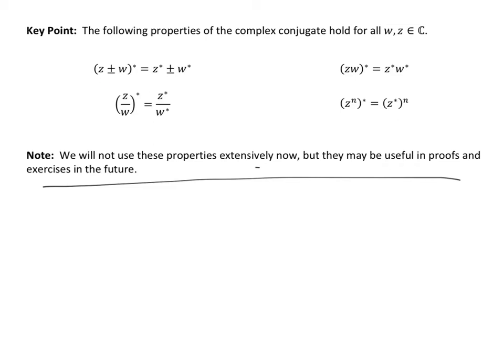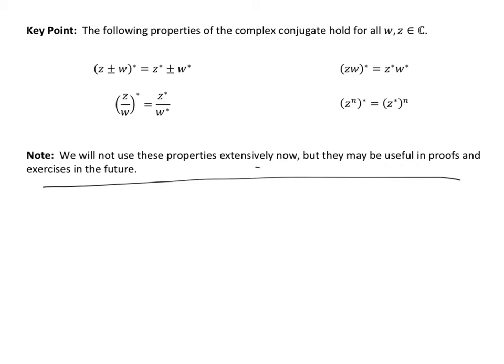This just says if you add two complex numbers together and then take the conjugate, it's the same as if you did the conjugate and then added or subtracted them. If you do the conjugate of a product, that's the same as the product of the conjugates. If you do the conjugate of a quotient, that's the same as the quotient of the conjugates. And the same thing here, the conjugate of a power is the same as the power of the conjugate. So they're all very intuitive sorts of things. I wanted to make mention of them here.